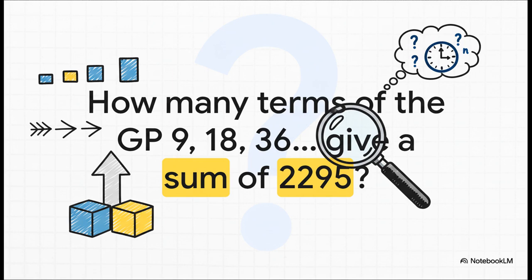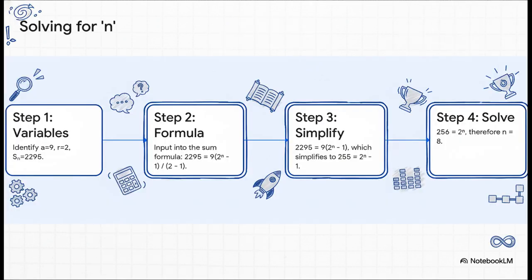So, how does this formula hold up in a real exam situation? Let's put it to the test with a problem from an actual ICSE paper. Now, this one's a little tricky because it flips the question around. We're given the final sum and we have to work backward to find n, the number of terms it took to get there. And this is how you break it down.